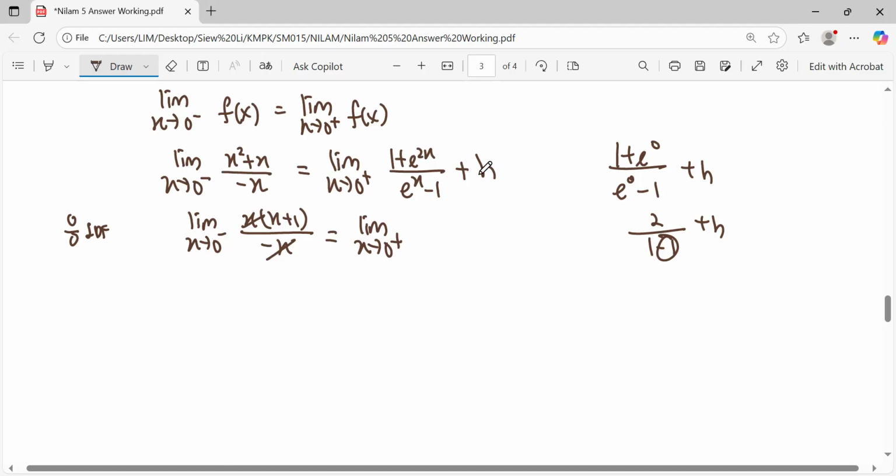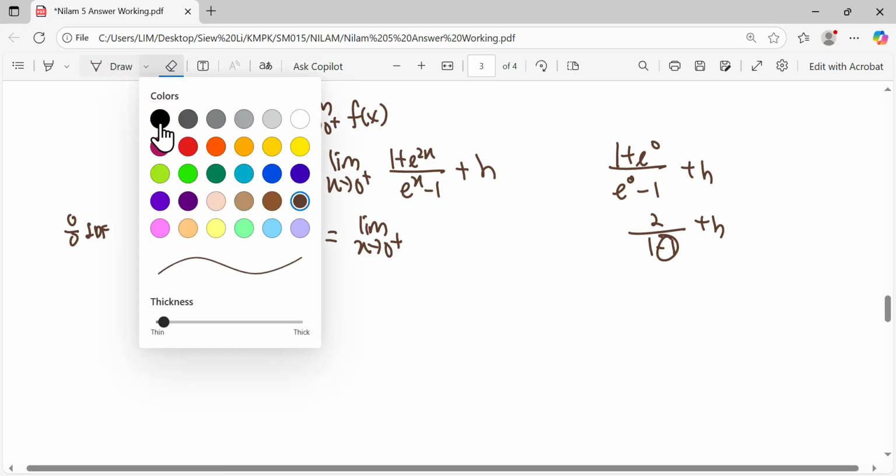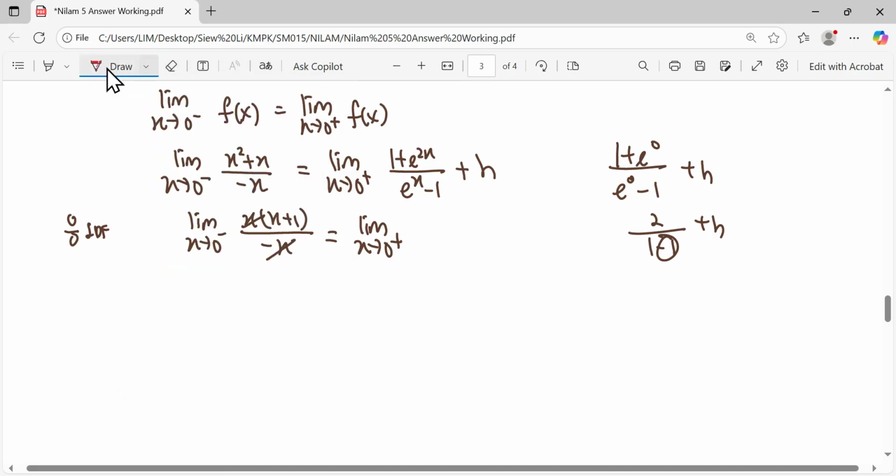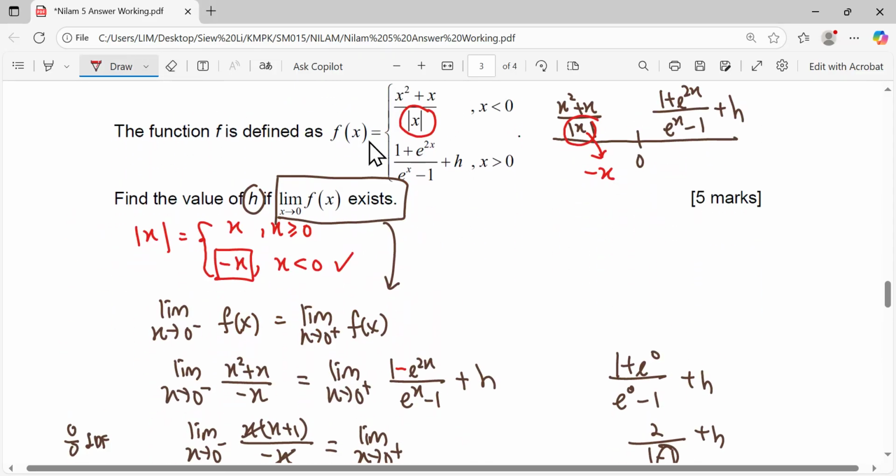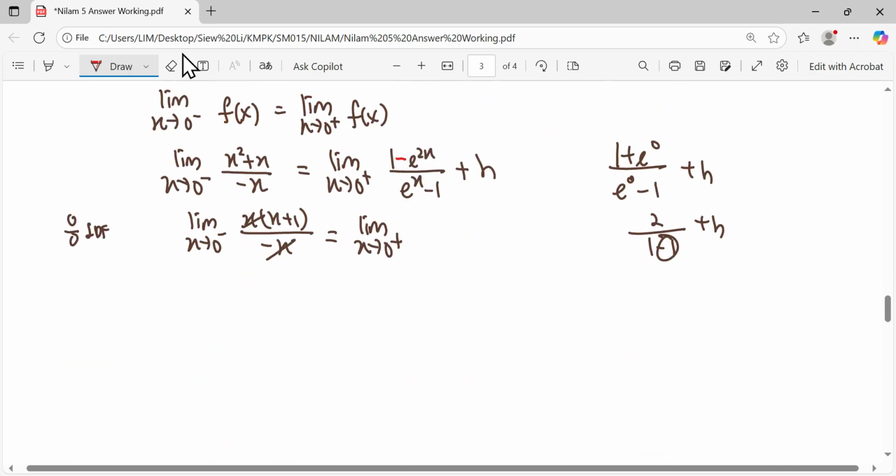Alright, so for this question, we need to do some correction because our function here needs some adjustment. Please correct your function. On the right-hand side, this is supposed to be negative. Alright, do the correction here. This is supposed to be negative. Then only we can simplify.